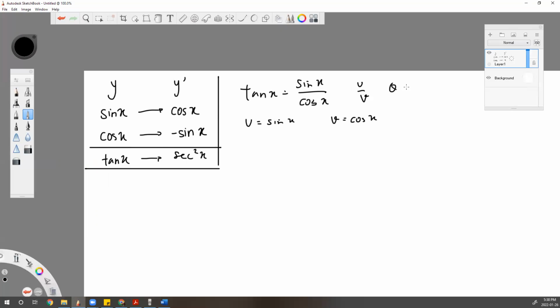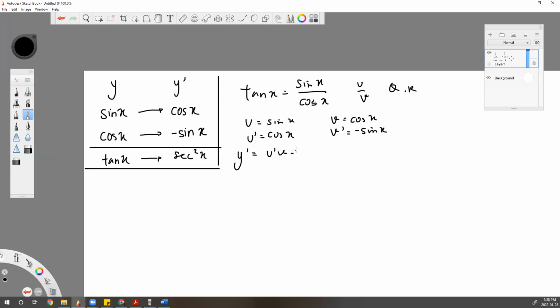So it is a quotient rule. I put the u accent, the derivative of sine x is cos x, right? The derivative of cos x is negative sine x. And using the quotient rule, the y accent, let's say tan x is y, right?